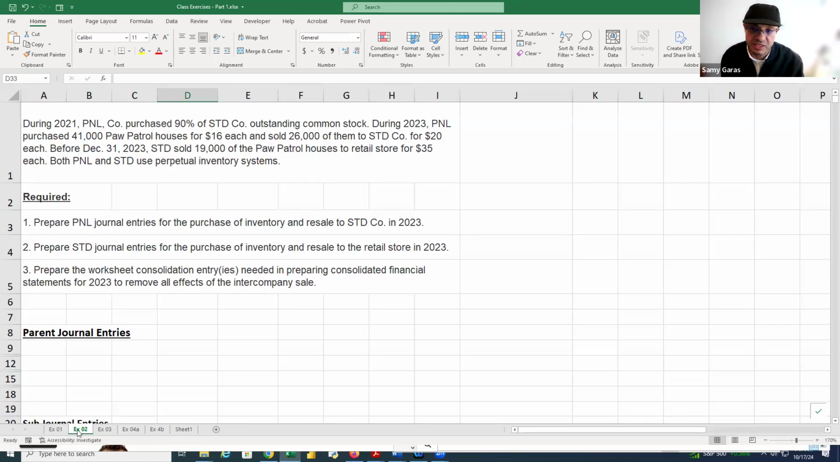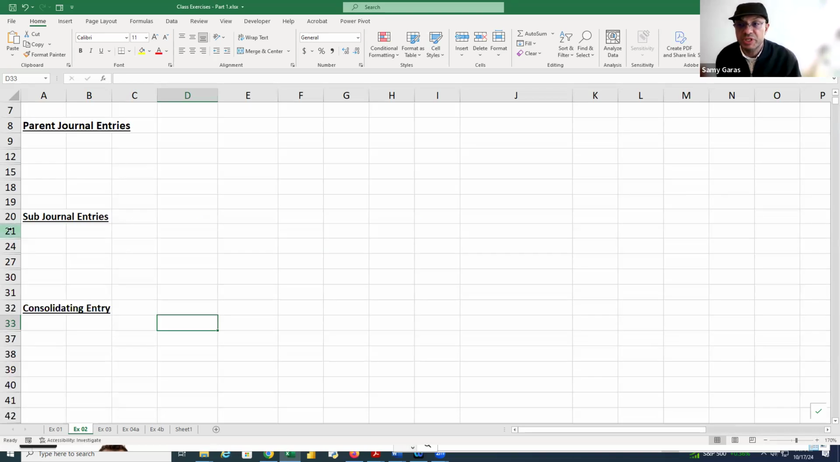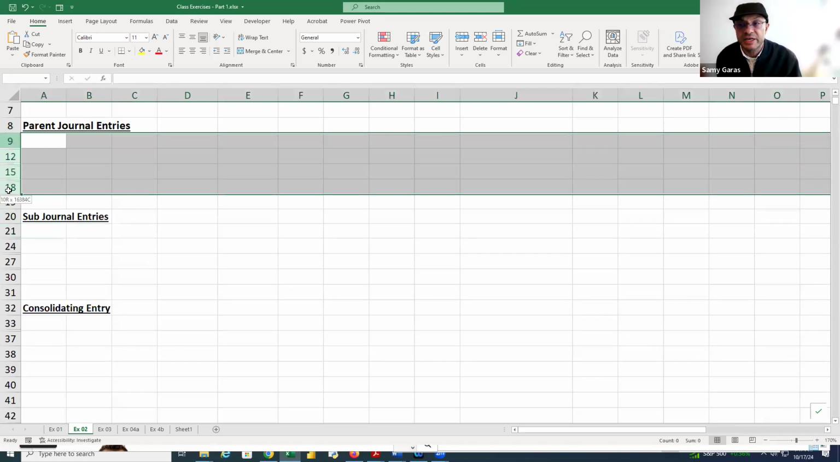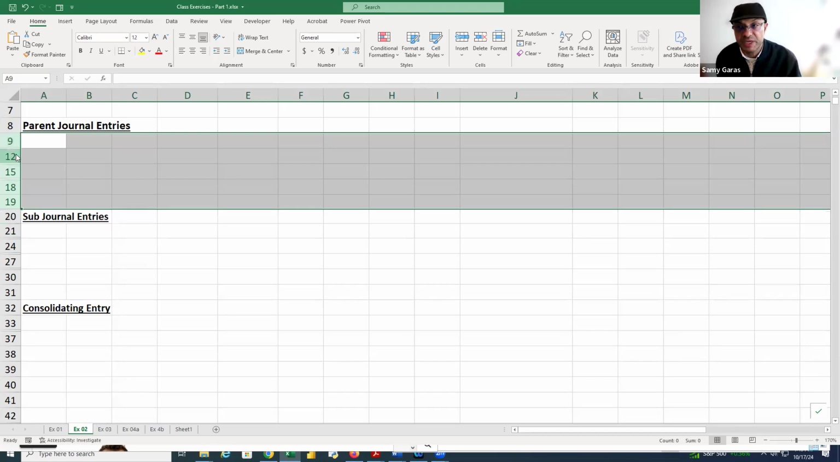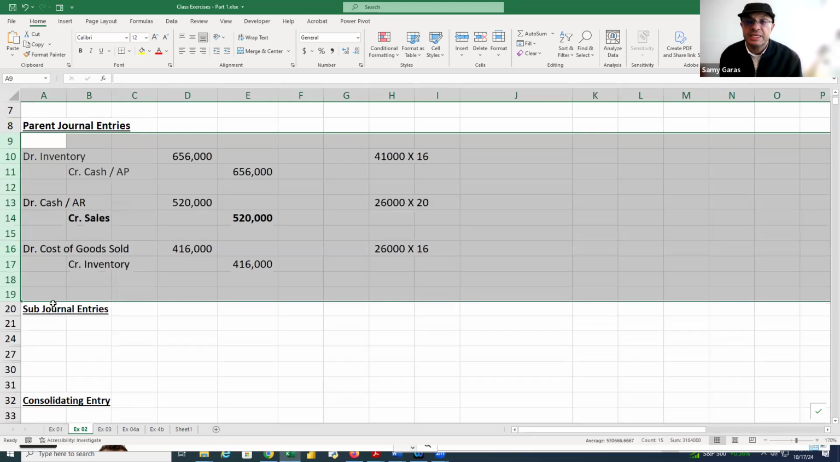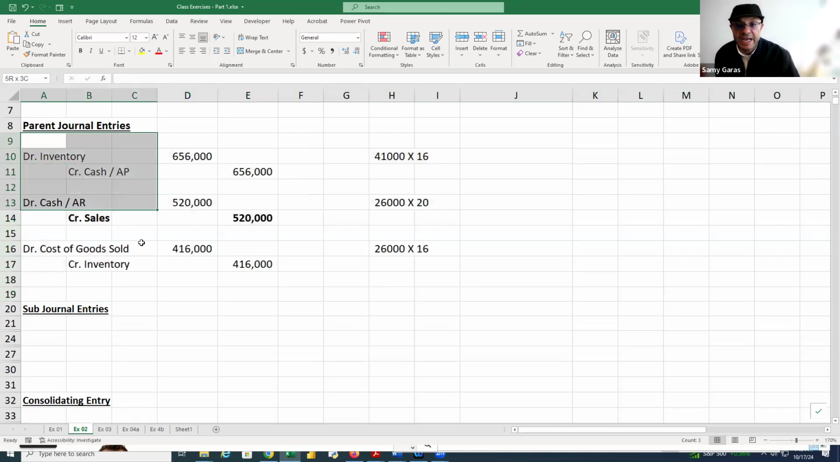We need to make it in exercise 2. So we debit inventory, credit cash or accounts payable, debit cash and credit sales, and then debit cost of goods sold and credit inventory. So the accounts will be the same. It will not change.